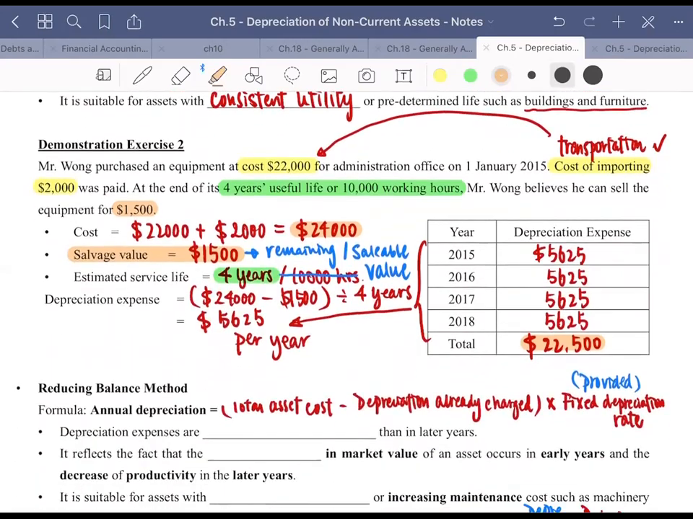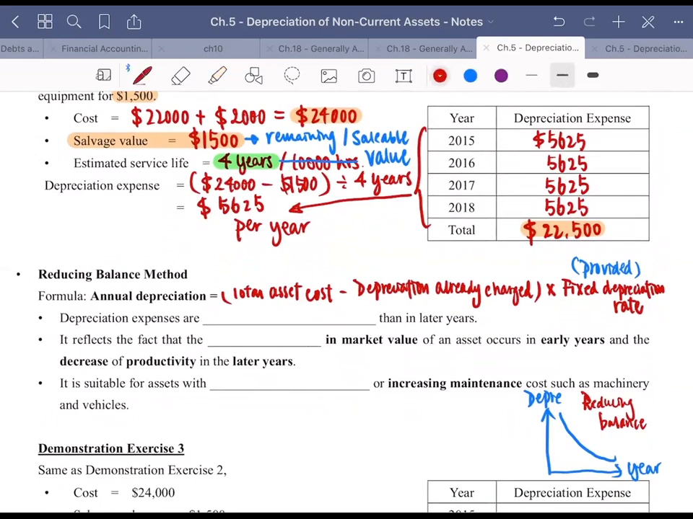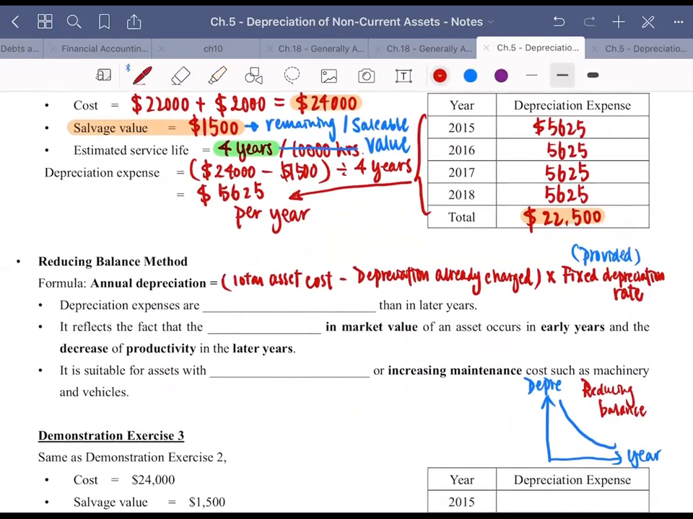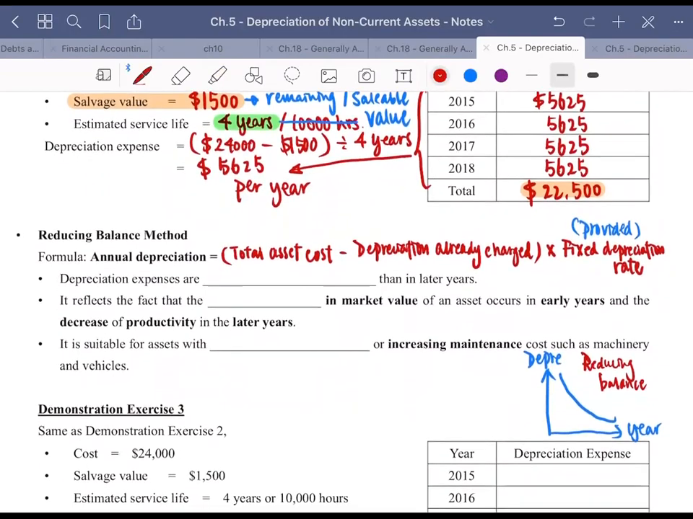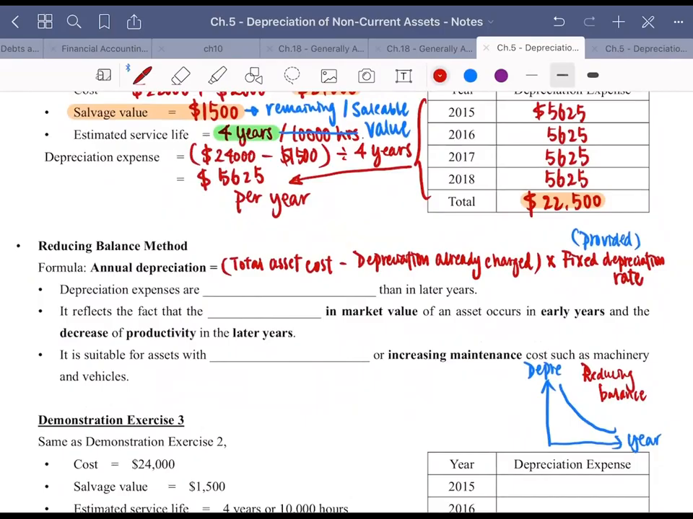The next would be the reducing balance method. And the reducing balance method would be a bit complicated, more complicated than the straight line method we have just mentioned. First of all, because we're going to use the total assets cost, deducting the depreciation already charged. The depreciation already charged means each year may be different. Maybe the first year I've only charged $10. Maybe the second year I've charged more, let's say $20. So each year the depreciation already charged, or you may say in other words accumulated, would be different.